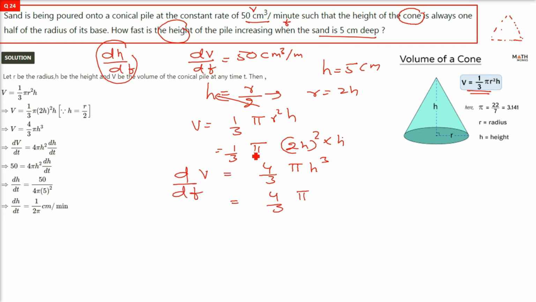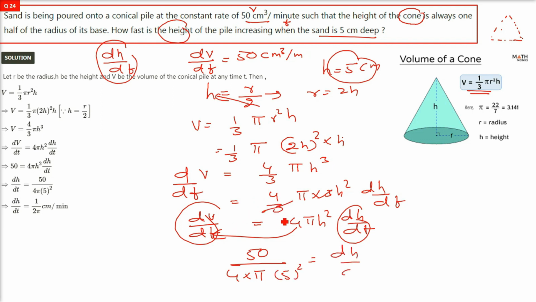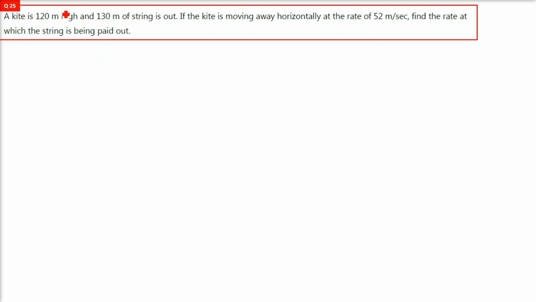So when you differentiate this and put this dh by dt on one side and other things on right hand side, because height is already known to us, which is 5. Radius we don't need because we already know the relationship between radius and height. So you will have to put in place of dv by dt 50, 4 pi will already be there, and in place of h just 5 square. So this is dh by dt. This is going to be 1 by 2 pi centimeter per minute. This is your result.